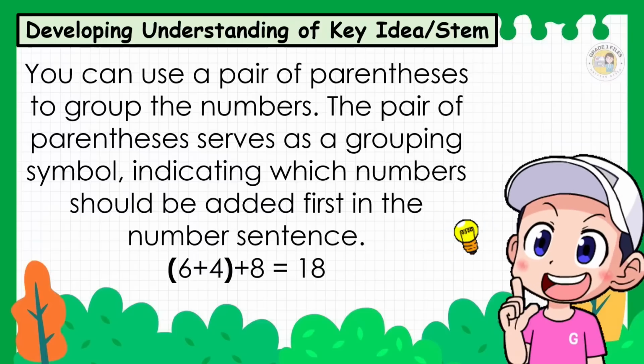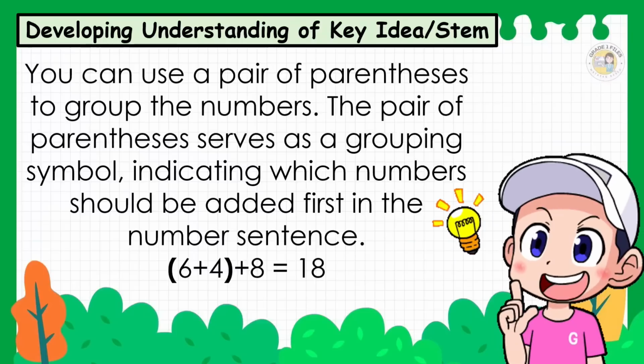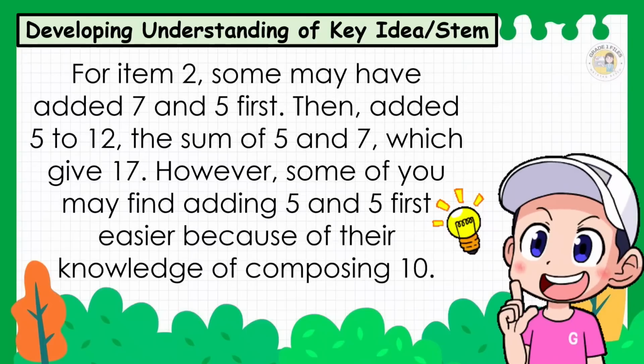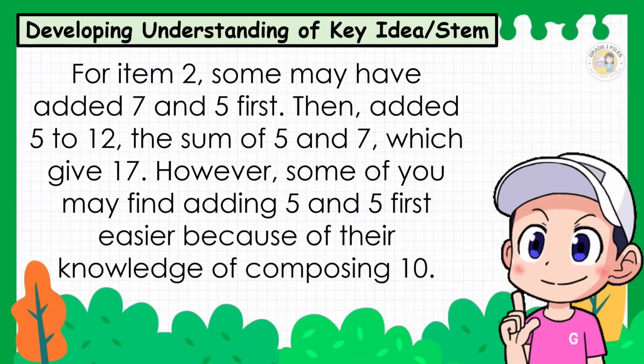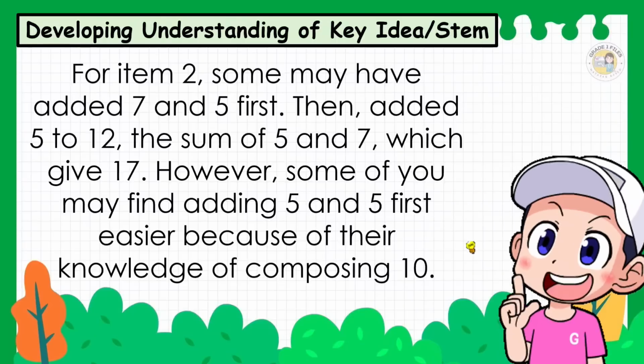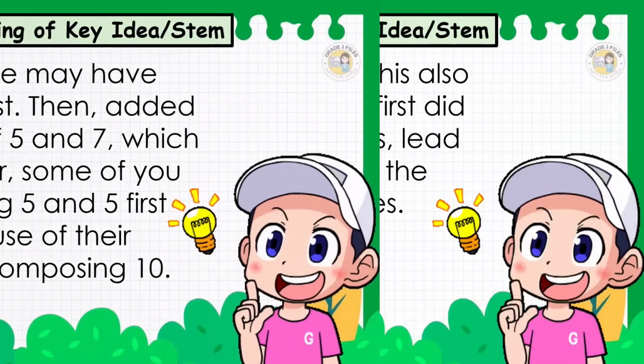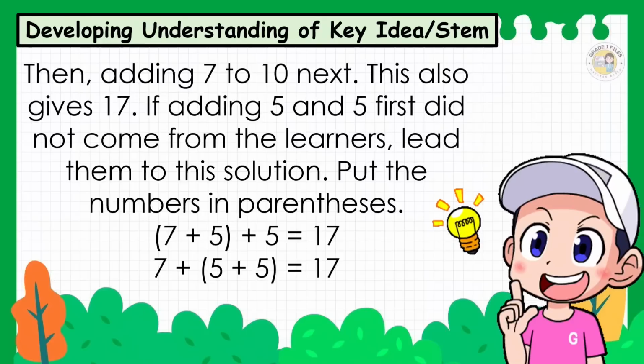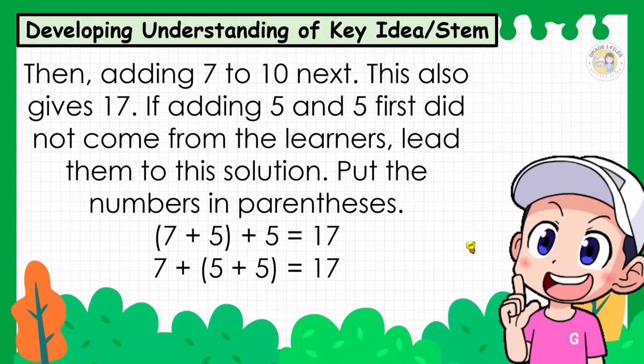Example, 6 plus 4 plus 8 is equal to 18. For item 2, some may have added 7 and 5 first, then added 5 to 12. The sum of 5 and 7, which gives 17. However, some of you may find adding 5 and 5 first easier because of their knowledge of composing 10. Then, adding 7 to 10 next.